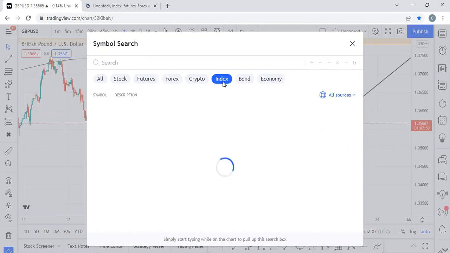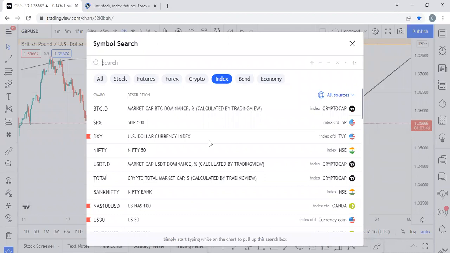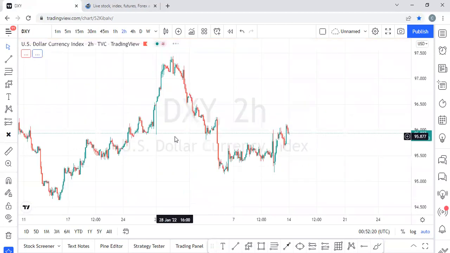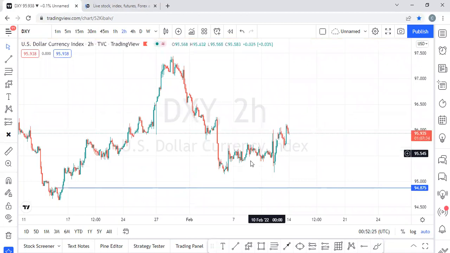I don't know what the dollar index is doing. Let's see. Okay, this is the dollar index. Based on the dollar index, I can see that the market has given a kind of bullish structure. So the dollar is kind of bullish. It's creating a series of higher highs and higher lows.